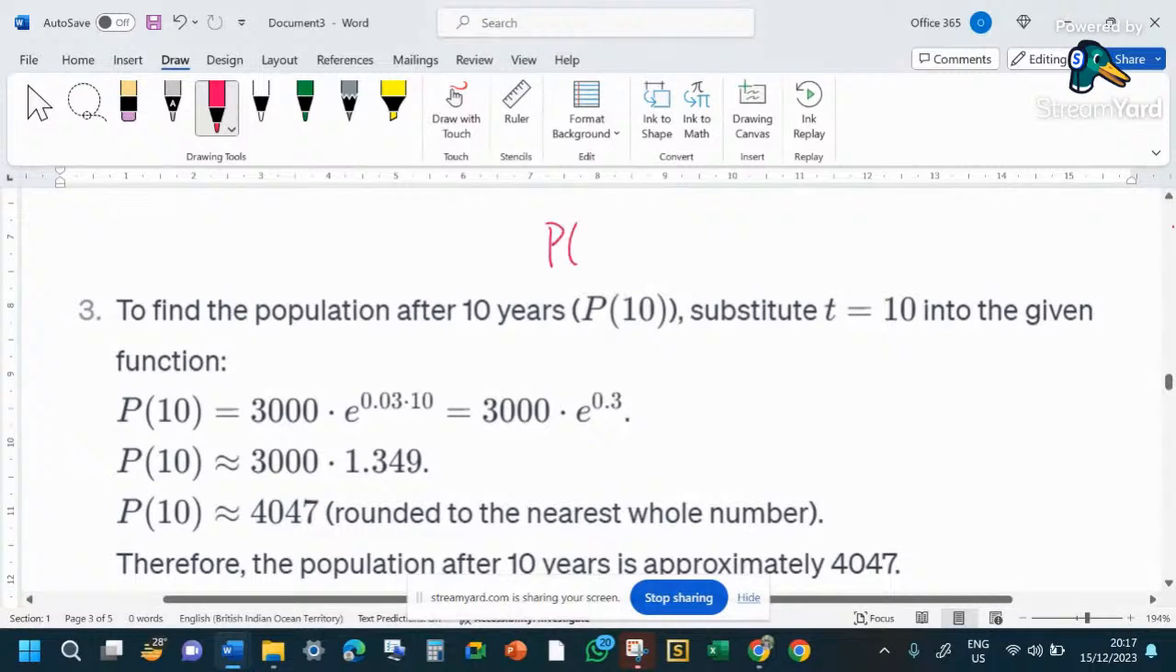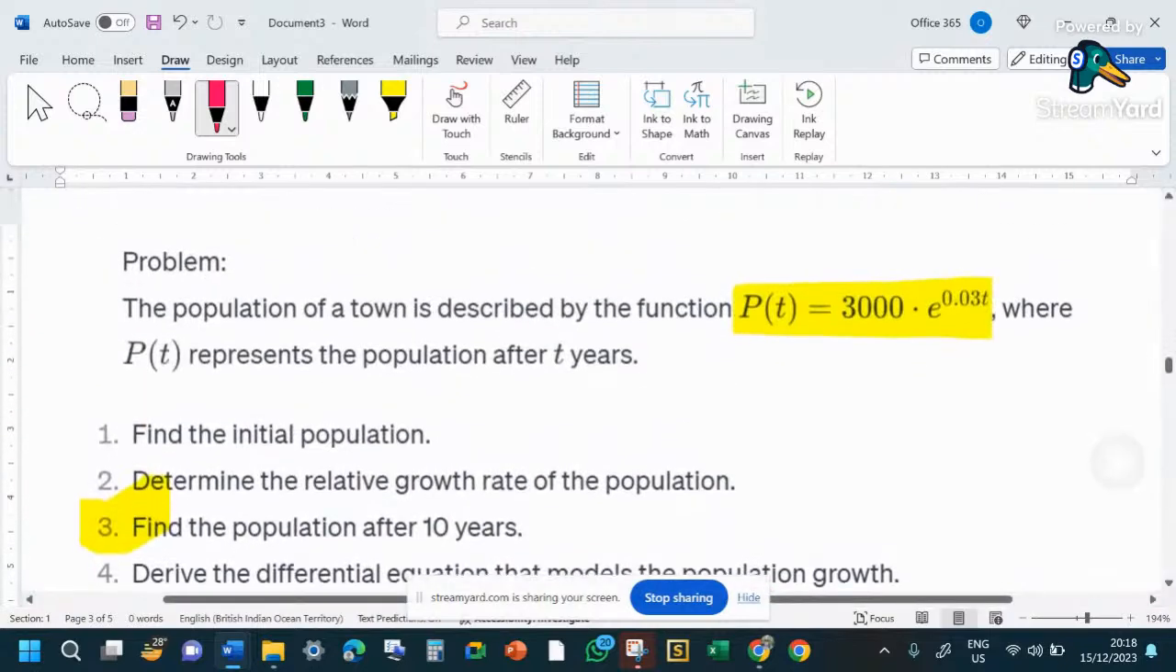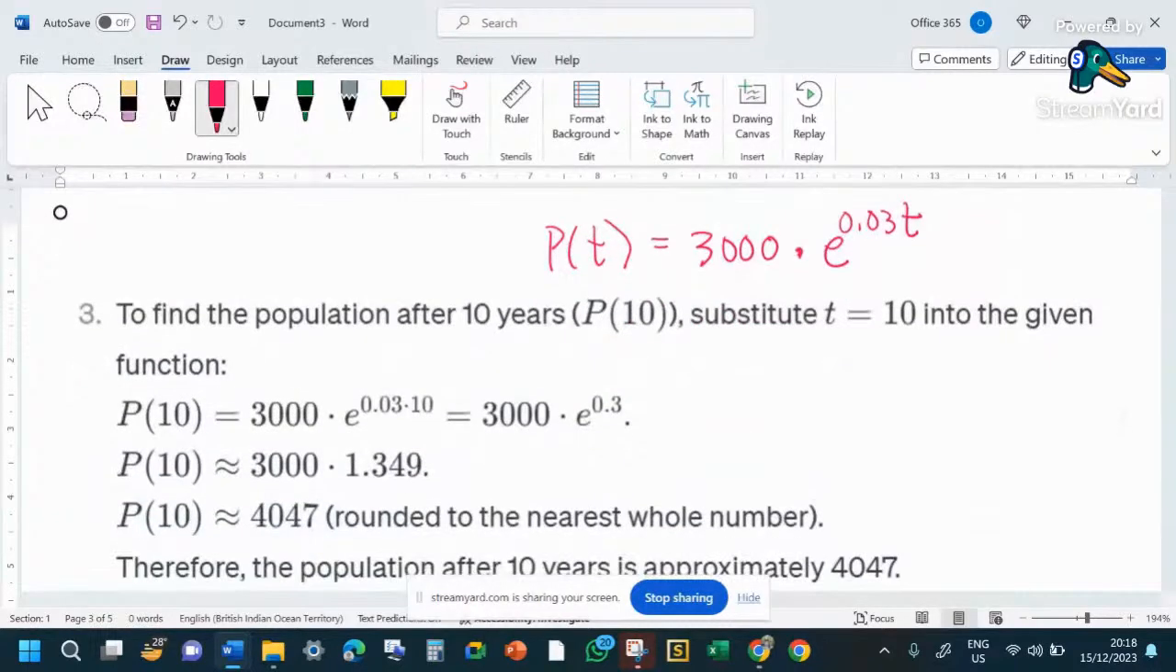P of T is equal to... no, it's not P initial, it's 3,000 times e raised to 0.03 t. Let's have a look again. There. 3,000 times e raised to 0.03 t.